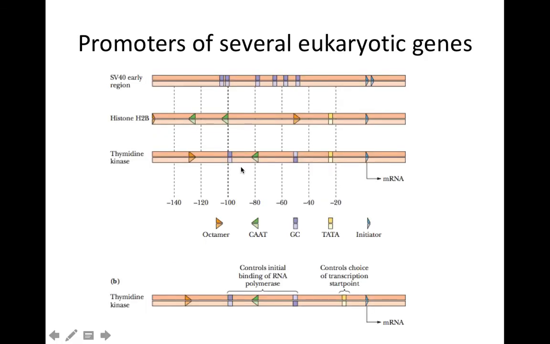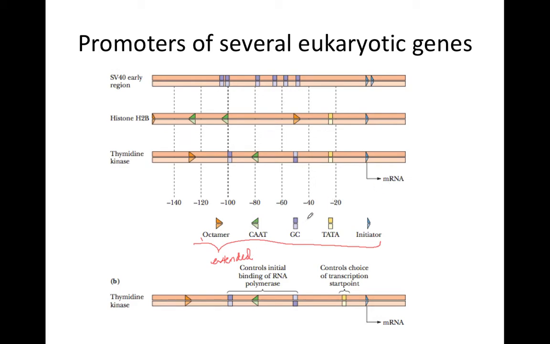So in eukaryotic genes, we not only have the TATA box. Upstream of that, we also have the GC box, the CAAT box, and an octamer. Now, these parts altogether are known as the extended promoter.